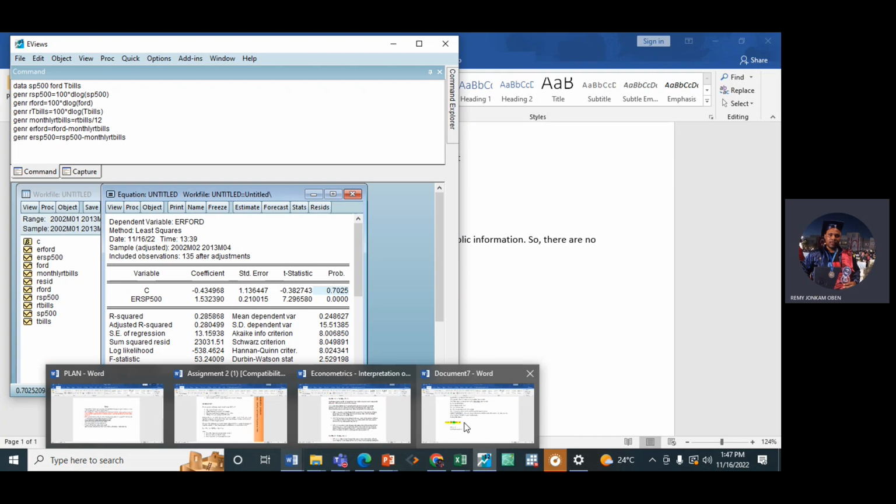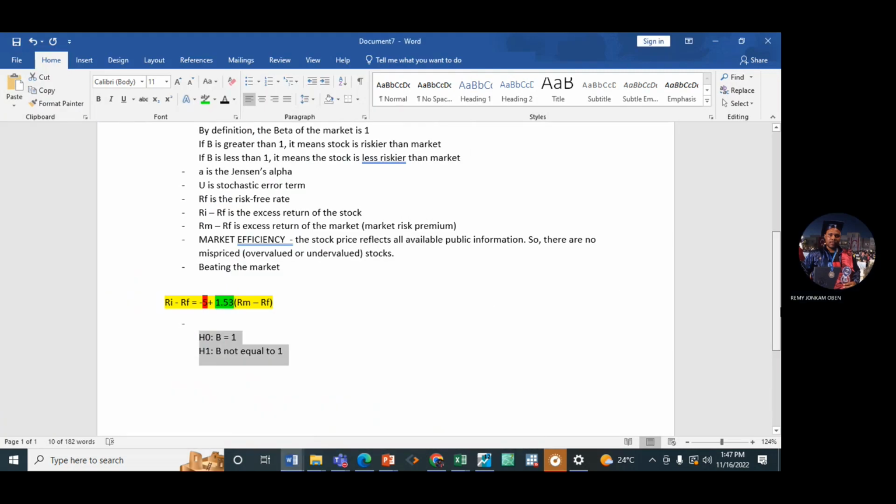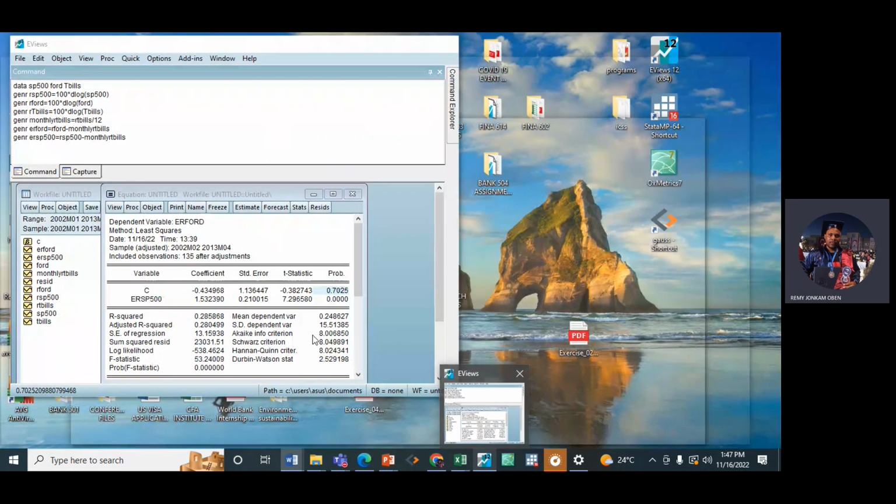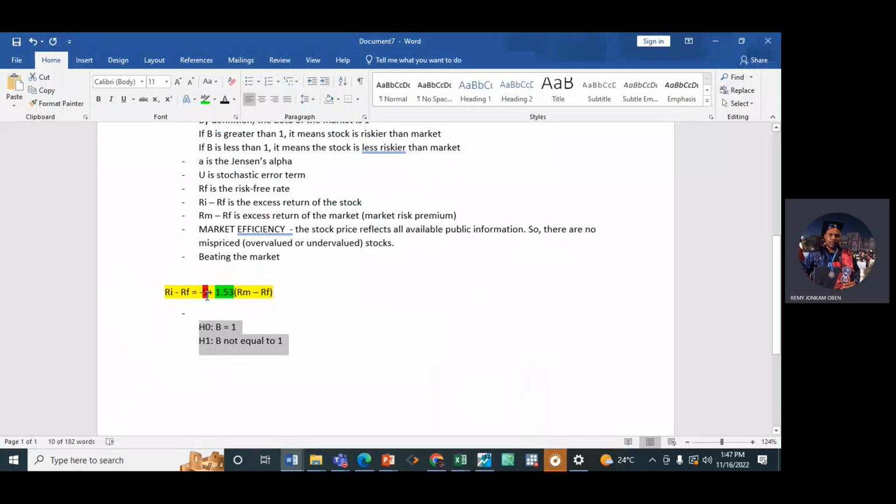Now, in this our estimated, what was this value, by the way? It's negative 0.43, right? Negative 0.43. You can't see, but if you watch the video, you'll see.